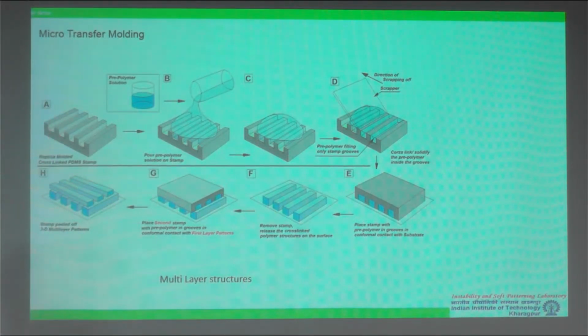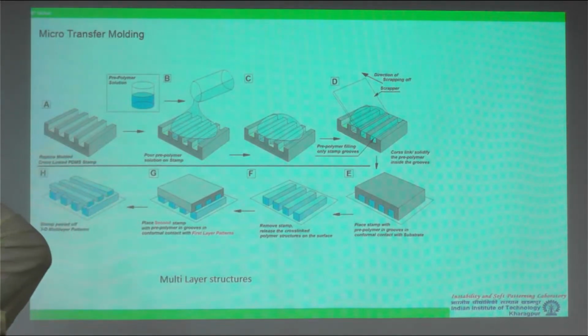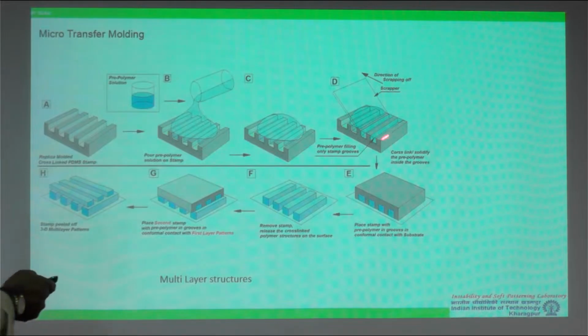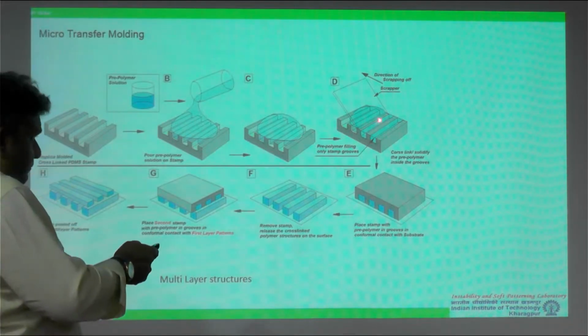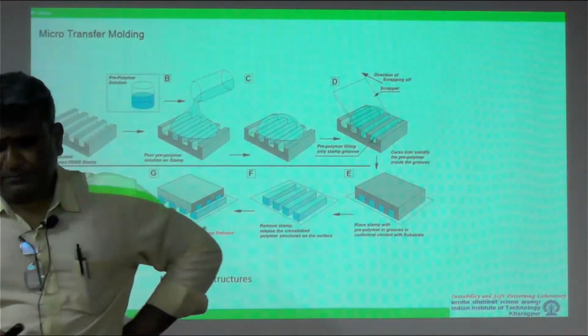And you do not just pour it, but after pouring, you scrape off in such a way that only the grooves get filled with the photocurable polymer. And then you expose these photocurable polymer filled grooves to some UV light or something, so that this polymeric material that is inside the groove hardens, right?